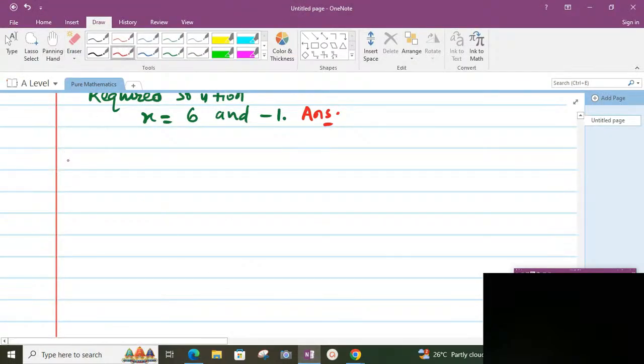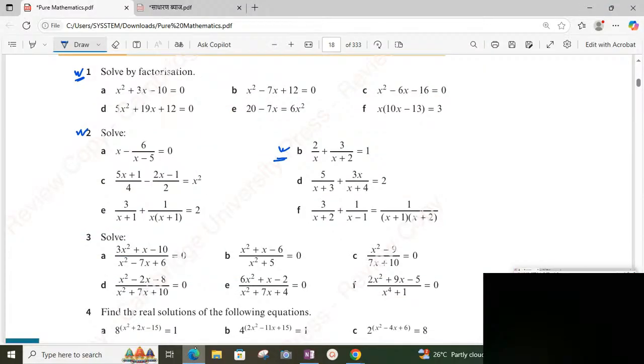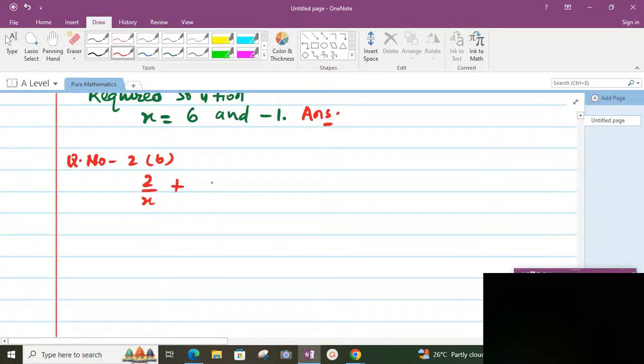Question number 2 to B. 2 by x plus 3 by x plus 2 equal to 1. Let's see the solution of this question.